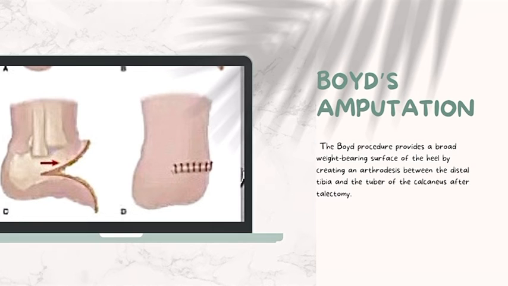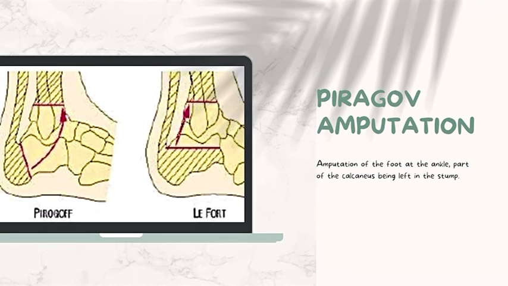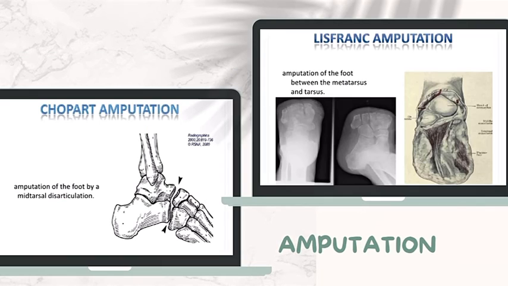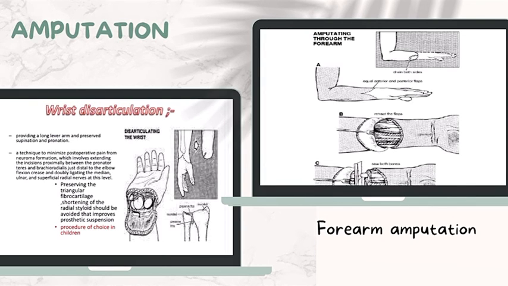Boyd's procedure provides a broad weight-bearing surface of the heel by creating an arthrodesis between the distal tibia and the tuber of the calcaneus after talectomy. Here we have Pirogov's amputation on the left, amputation of the foot at the ankle, with part of the calcaneus being left in the stump. Here we have Chopart's amputation, amputation of the foot by metatarsal disarticulation, and we have Lisfranc's amputation. That's the amputation of the foot between the metatarsus and tarsus. And we have the wrist disarticulation and a forearm amputation.